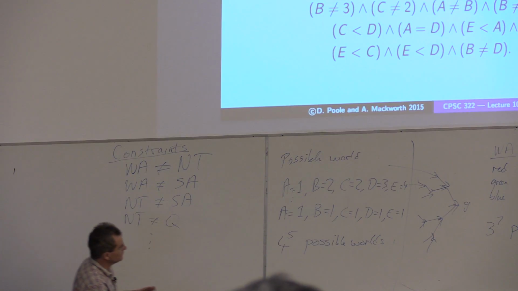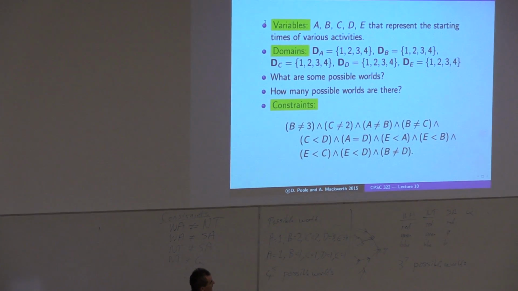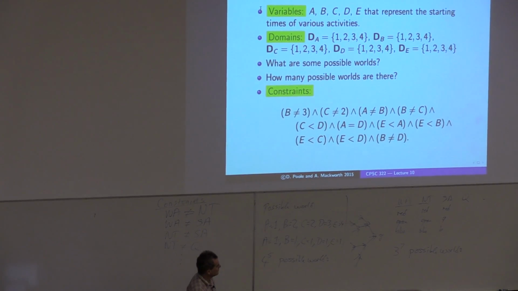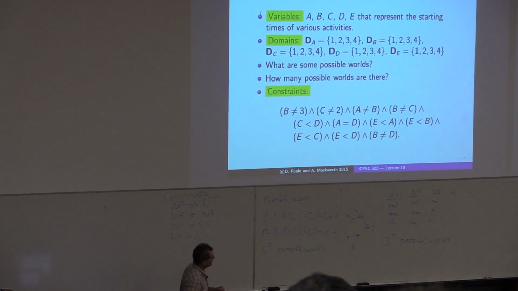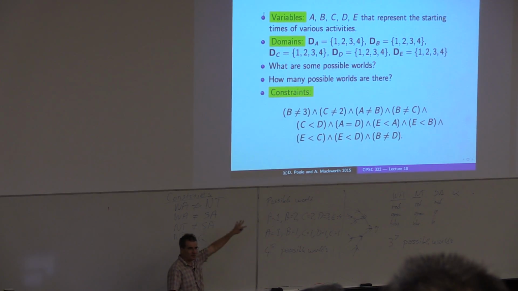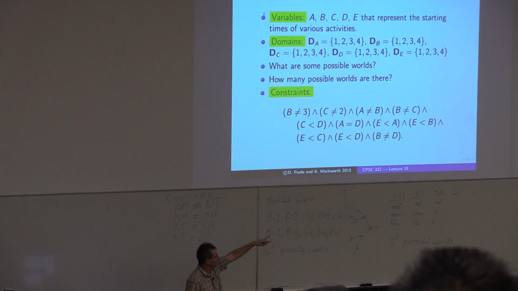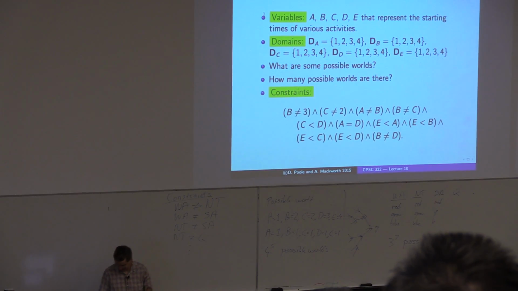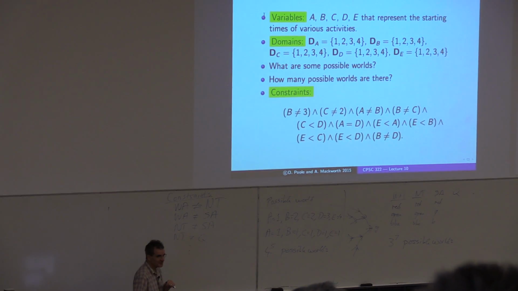And there are a whole lot of constraints here. And maybe B is not equal to 3, and C is not equal to 2, and A is different to B, and B can't be at the same time as C, and C has to be before D, but A has to be at the same time as D, and E has to be before A, and E has to be before B, and E has to come before C, and E has to come before D, and B can't equal D. And we end up with problems that you probably can't guess a solution to. I don't know a solution to it. I know there is one.